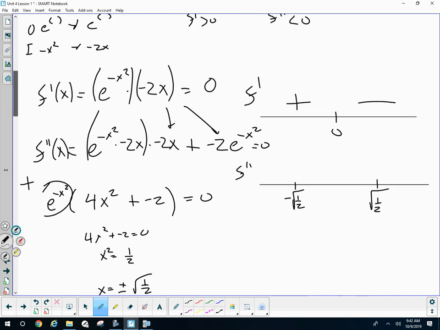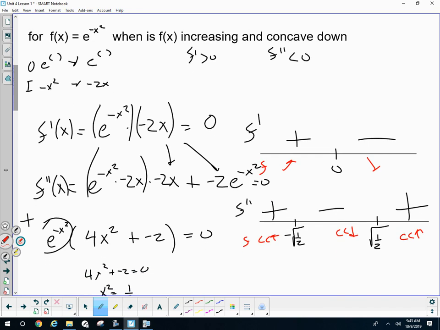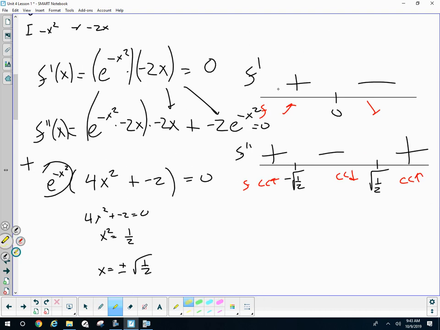So, plugging in 1, positive, 4 times 1 minus 2, positive. Plugging in 0, positive, this would be 0 minus 2, negative. Plugging in negative 2, positive, a lot positive. So f is concave up, concave down, concave up. When f is increasing and concave down, that is going to be from negative root 1/2 to 0.